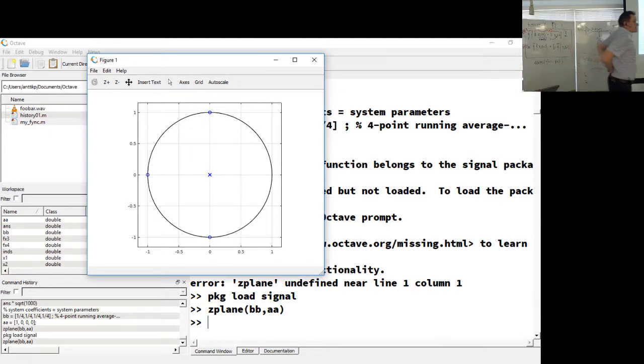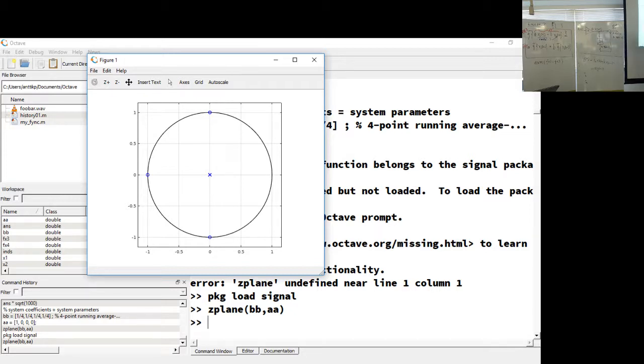Okay, those are the zeros and poles on the Argand diagram, the z-plane. The poles are at the origin. Actually, that's a triple pole. And then we have three zeros on the unit circle. No magic, it's just the z-plane.